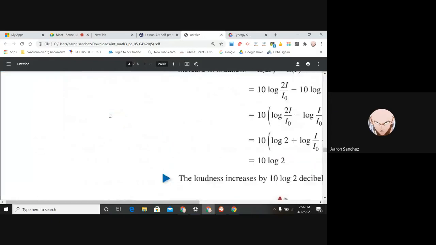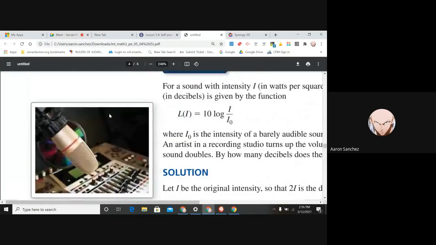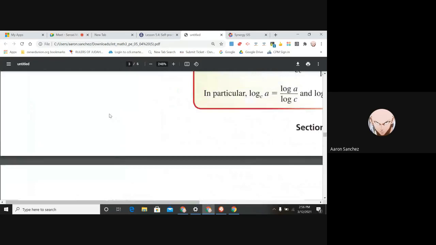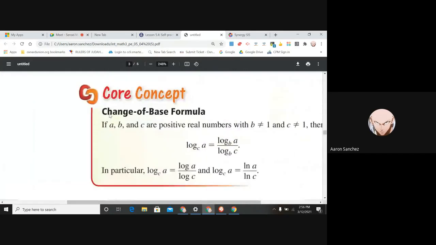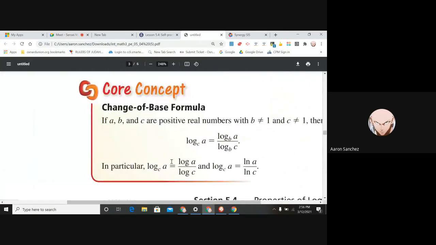I'm presenting to everyone. Whoa, microphone. Where is that change of base formula? There it is. So write this down.